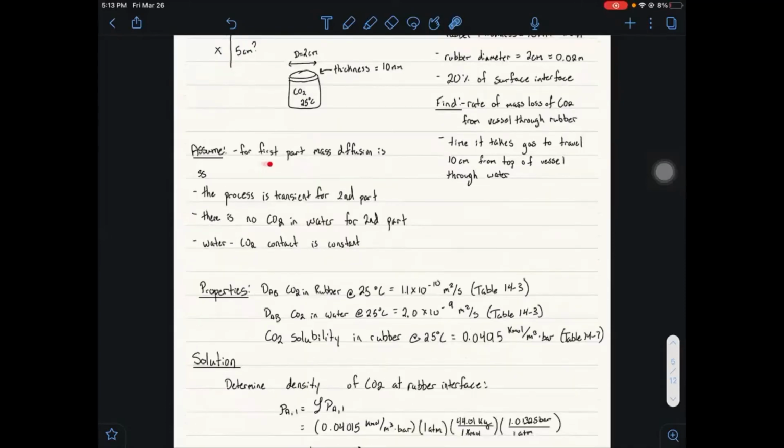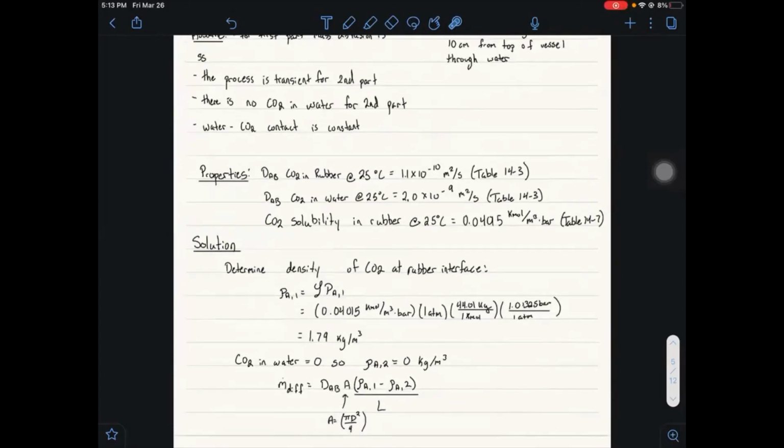For the first part, the assumption is that mass diffusion is steady state, and for the second part that it's transient, that there's no CO2 in the water initially, and that the water-CO2 contact is constant. For this, we needed some properties: the diffusivity constant of CO2 in rubber, table 14-3; the diffusivity of CO2 in water, table 14-3; and the CO2 solubility in rubber, table 14-7.